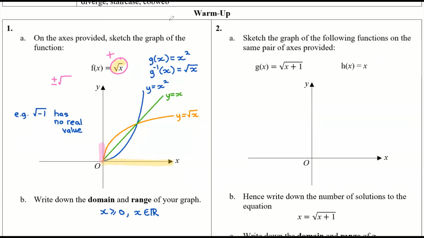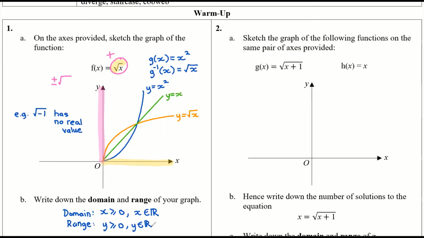So the range is all the positive values of y. So we'll just write those down. So that was the domain. I'll just make a note of that. And the range: y values again greater than or equal to 0, and any real number is allowed as well. Okay, so I hope that makes some kind of sense.